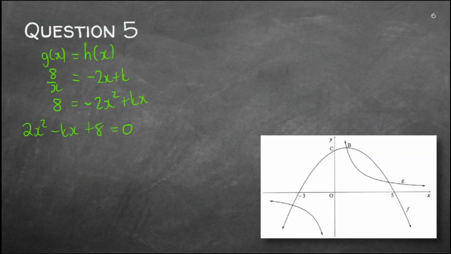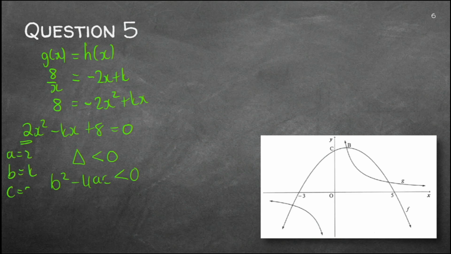So for it to not intersect, it means the roots have to be non-real. So your discriminant must be smaller than 0. So b squared minus 4ac must be smaller than 0. Go back to your equation. a is equal to 2, b is equal to k, and c is equal to 8. So let's have a go. b squared minus 4ac is k squared minus 4 times a times c, smaller than 0. So I will get k squared minus 64 smaller than 0.